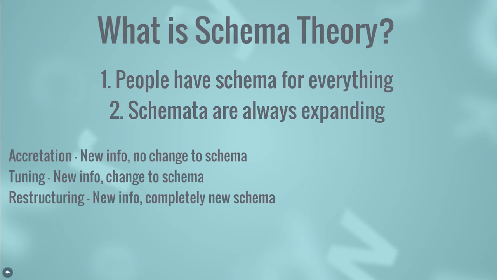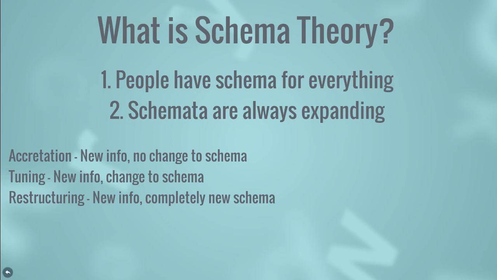What is schema theory? Let's just start off with the fact that people have schema for everything and they're always expanding. So there are little knowledge structures that have everything that we know about them. And schema theory basically says that that's how we learn. We learn from placing everything we know about a subject or a topic into these schemata, which is the plural of schema, and making it make sense to ourselves.